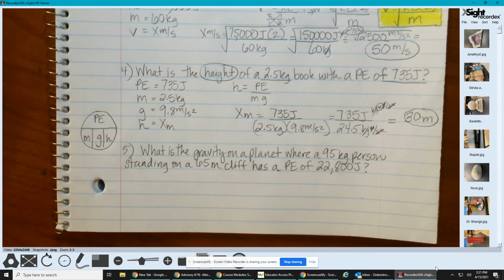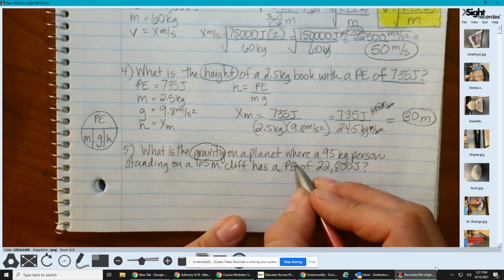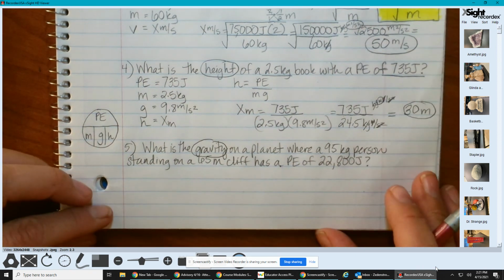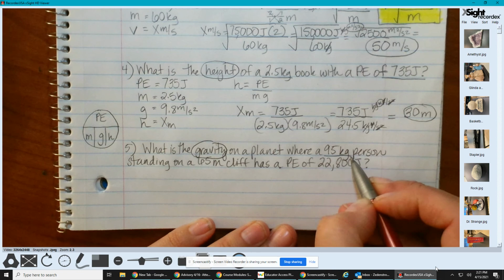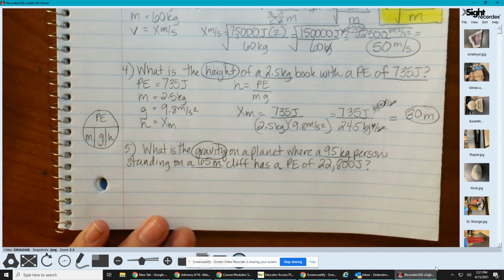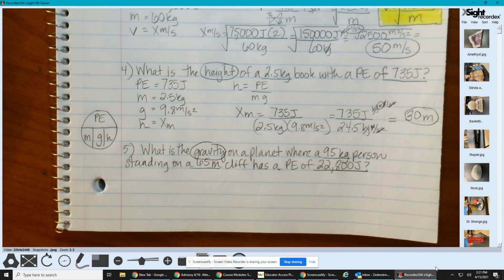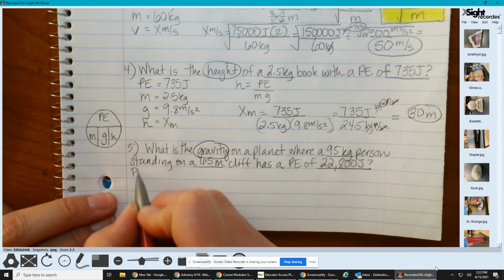Okay, last one. What is the gravity on a planet? So we're going to go outside the box here. We're going to leave Earth, go to another planet. But it's got a 95 kilogram person standing on a 65 meter high cliff with a potential energy of 22,800 joules. So in this case, I've given you 3 numbers so you can find gravity, because we're not going to use the standard Earth gravity, as we're not on Earth for this problem.